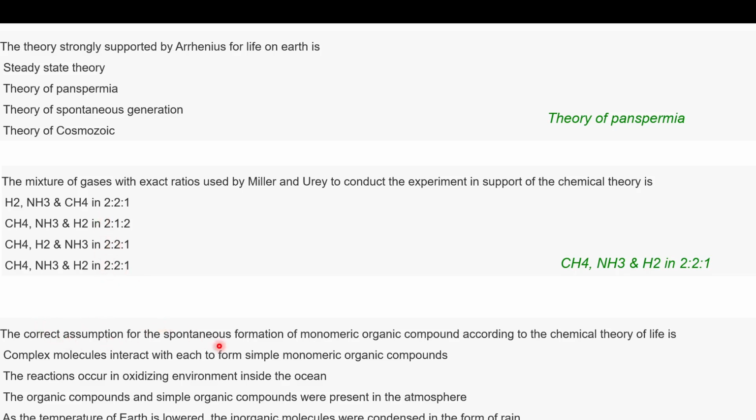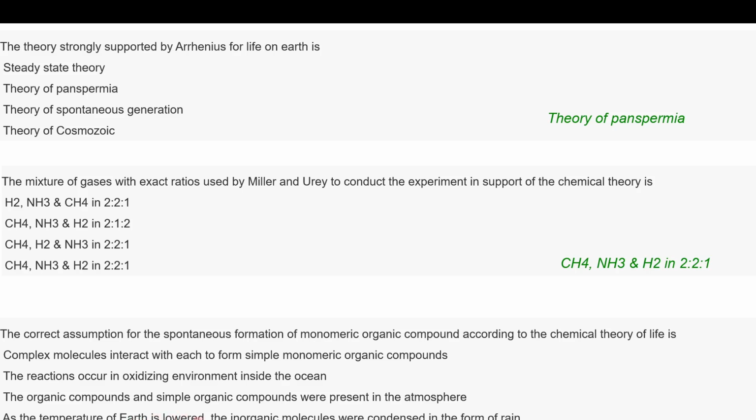The correct assumption for the spontaneous formation of monomeric organic compounds according to the chemical theory of life is complex molecules interact with each other to form simple monomeric organic compounds. It's the complete opposite actually. The reactions occur in oxidizing environment inside the ocean. No, it was a reducing atmosphere. The organic compounds and simple organic compounds were present in the atmosphere. We are talking about spontaneous formation of monomeric organic compounds, so the third option doesn't really go well with that.